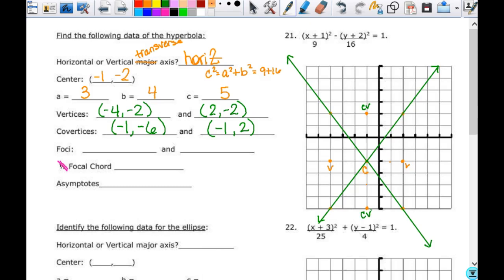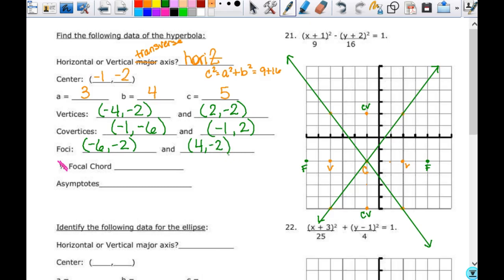My foci, that's where I use c. Okay, so from the center point, c is 5. So go 1, 2, 3, 4, 5. There is a focus. And then 1, 2, 3, 4, 5. Here is another focus. So again, my x is changing. So -1 minus 5 is -6, -2. -1 plus 5 is +4, -2.